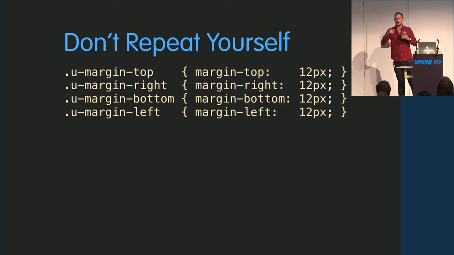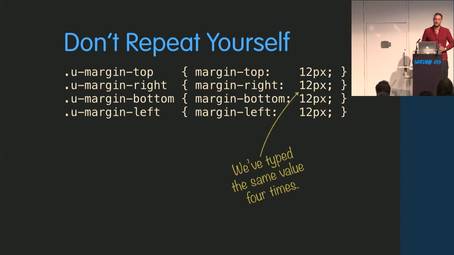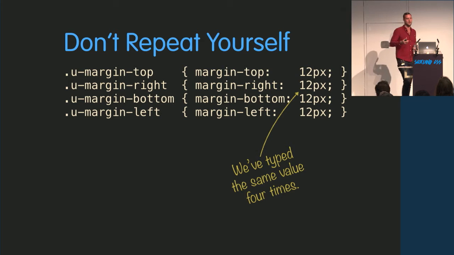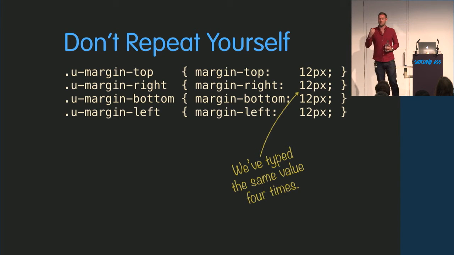Simple utility classes just to nudge spacing around. The subject of utility classes is a completely other subject, but imagine we've got some, right? And we've repeated this 12 pixels 4 times. The problem here is that 12 pixels is knowledge, it's information. The reason we've used 12 pixels 4 times is because they all have to be the same value. It's not coincidence. 12 pixels is knowledge.